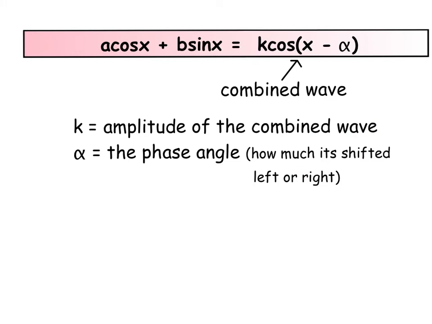So for the questions I'm going to be doing, this is what they're going to be. I'm going to give you something cos plus something sine, and we have to write it as k cos bracket x minus alpha. That is the equation of our new combined wave. And then once we find that out, we'll ask you things like the new maximum or minimum. We'll ask you to then solve an equation, maybe put that equal to the number 2. So k is basically the amplitude of the combined wave, and alpha is the phase angle. That's how much it's shifted left or right.